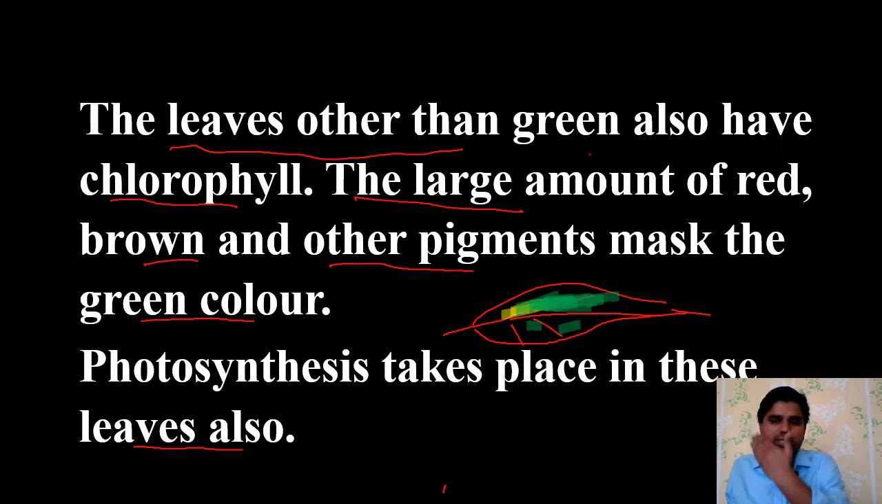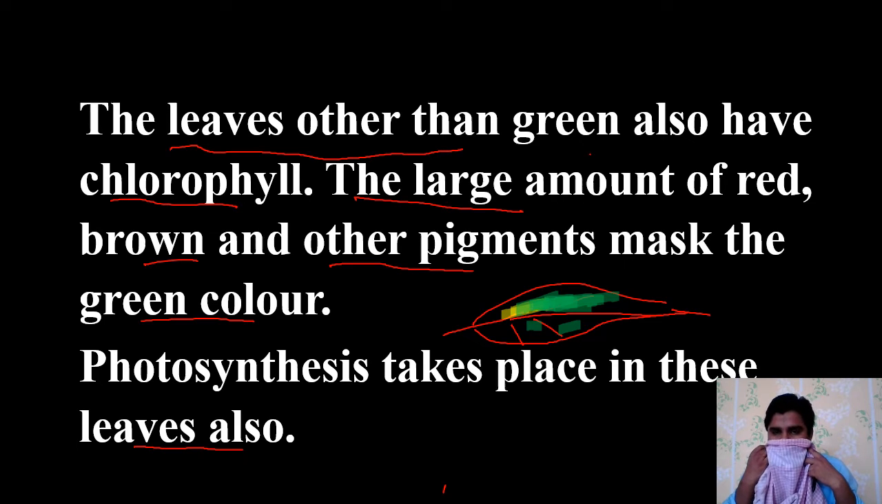Let's suppose this is my face. See, this is my face and it looks like which color? It is brownish color. Now what I am doing, I am covering my face with a cloth. Now what is the color? You can observe, it is the color of the cloth. But what is the color inside this cloth? It is brownish. So similarly in the leaf also there is green color pigment, but it is masked by some other pigment like red, brown and others.